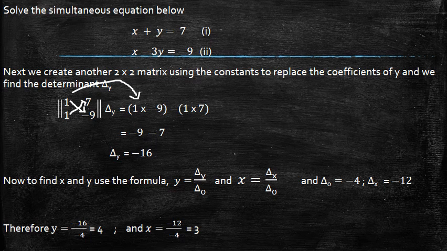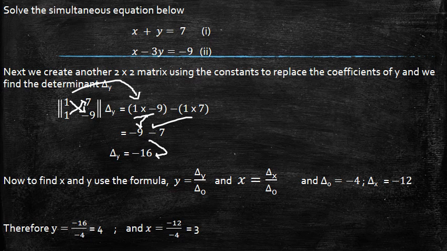So if we go ahead and do this, we have 1 times minus 9 is going to be minus 9, and 1 times 7 is going to be 7. Then we have the minus here, so that's minus 7 minus 9. Minus 9 minus 7 is going to be minus 16. So theta y or triangle y is going to be minus 16.